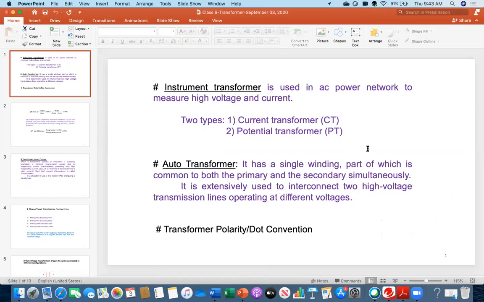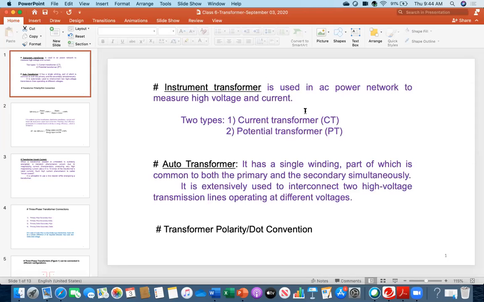As you know, in the last class, I mentioned instrument transformers and the auto transformer. So today, at first, we'll be looking at those concepts. As you can see by the name, an instrument transformer is a device or apparatus that can measure high voltage and current. There are two types of instrument transformer. One is called the current transformer, abbreviated as CT, and then the potential or voltage transformer, abbreviated as PT.